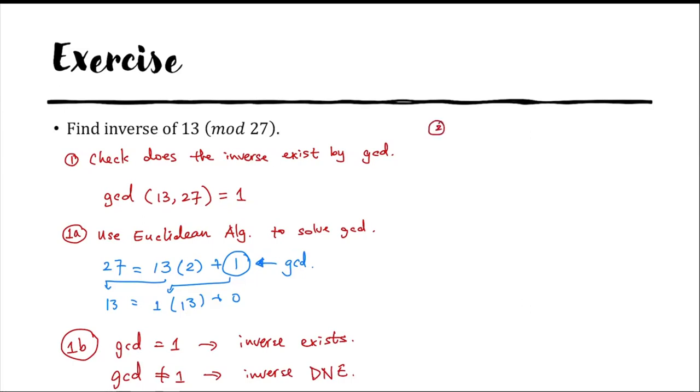Now the second thing is you want to put it into linear congruence and linear combination form. Since we know the inverse exists, we want to find 13x. So the second thing we want to do is solve for x, where we use x as the inverse. We want to solve for x in 13x congruent to 1 modulo 27. Right, so the x here is the inverse.